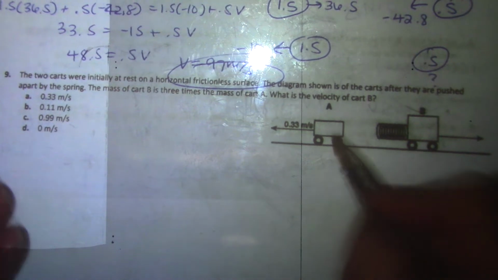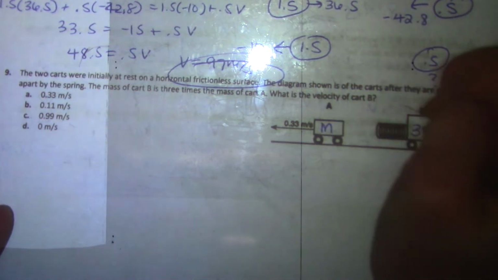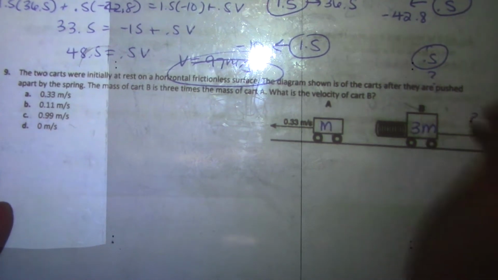Carts initially at rest. The diagram shows after they are pushed apart, the mass of cart B is 3 times the mass of A. So I'm going to call this one M and this one 3M. And I'm looking for this missing velocity.